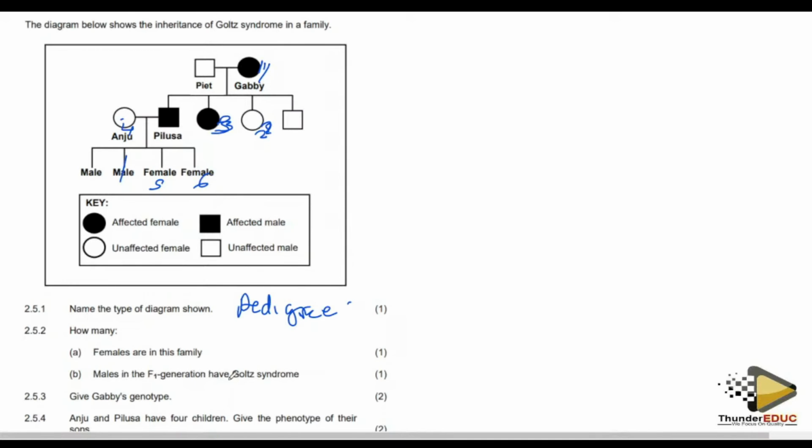Males in F1 generation. They're saying F1 generation. How many males in the first generation? So remember, you have first generation, second generation, then third generation. So how many generations are these? There are three. So they're saying how many males in the first generation? So it's only one, the father. Yes.